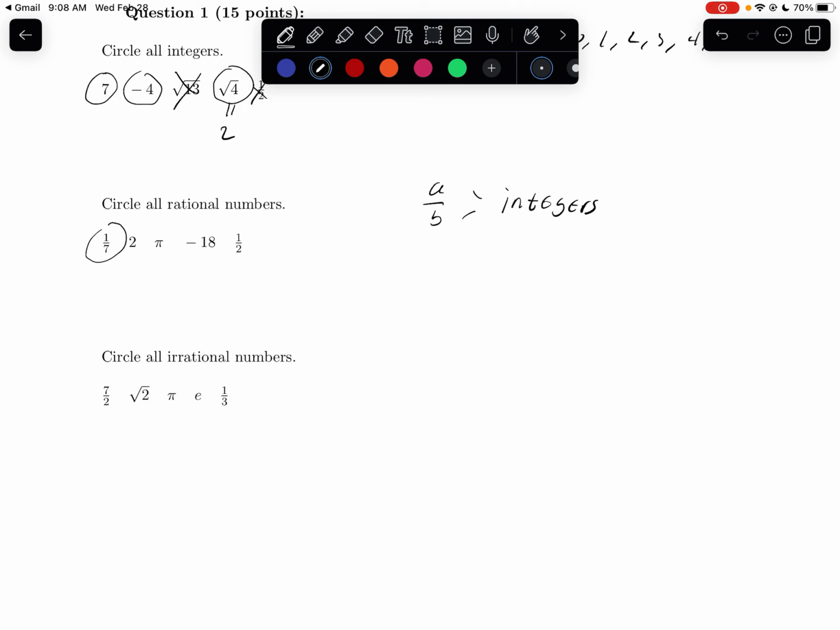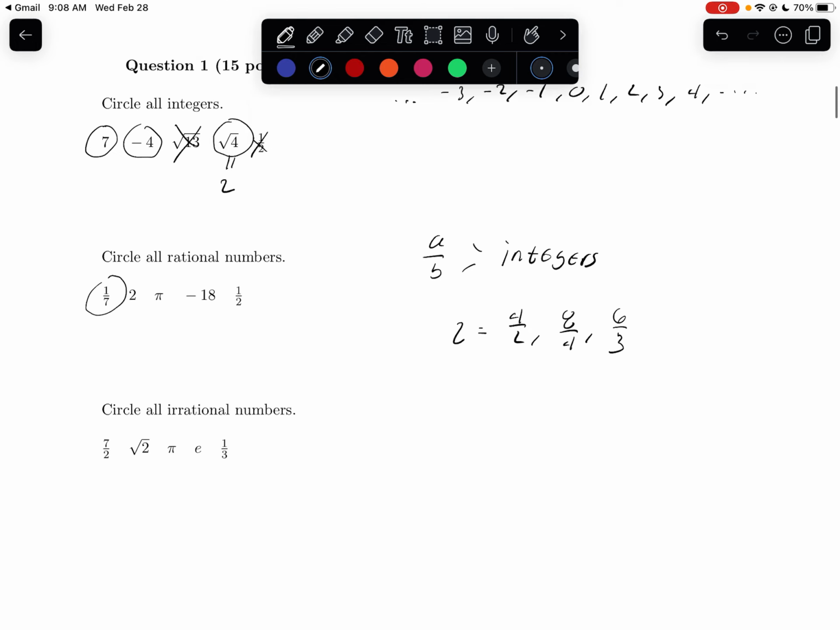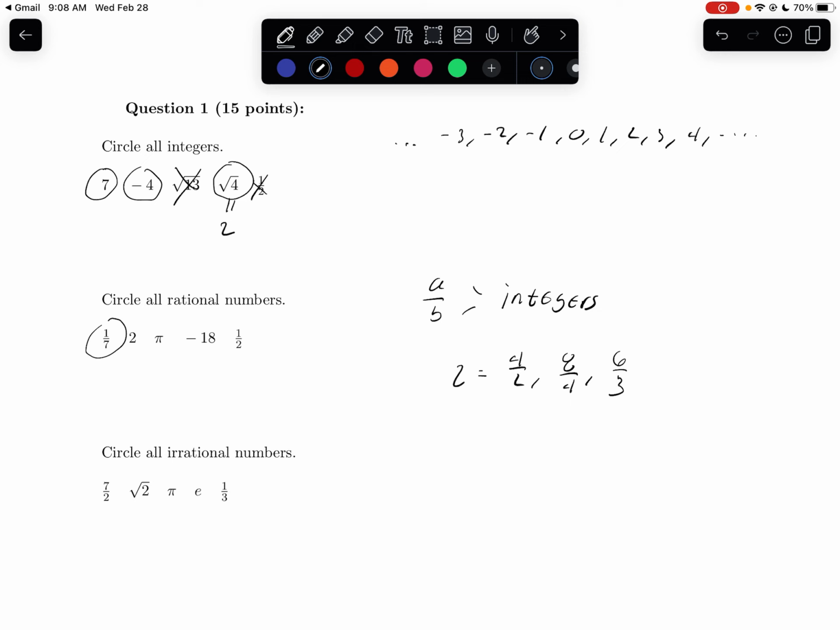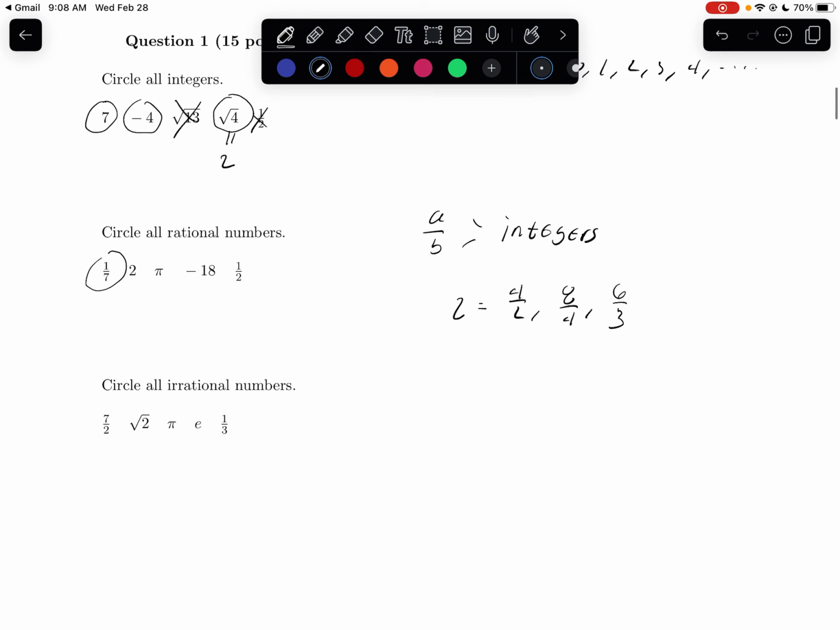How about 2, though? While 2 is not written as a fraction, you certainly can write it as a fraction. You can write 2 as 4 over 2, 8 over 4, 6 over 3. So while this form is not written as a fraction, it is absolutely a rational number. As a matter of fact, all of the integers are a subset of the rational numbers. So every single integer would be considered a rational number as well. So we're going to circle that.